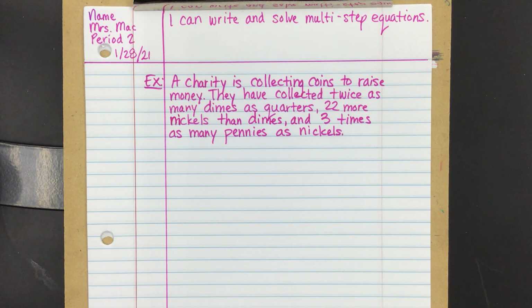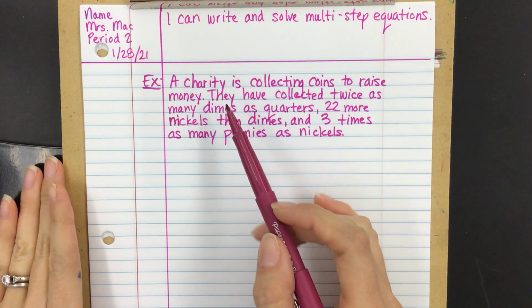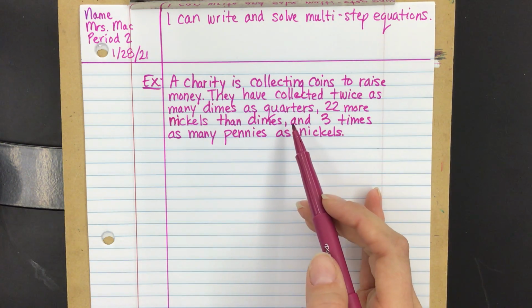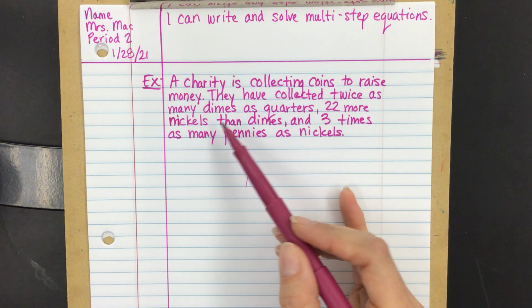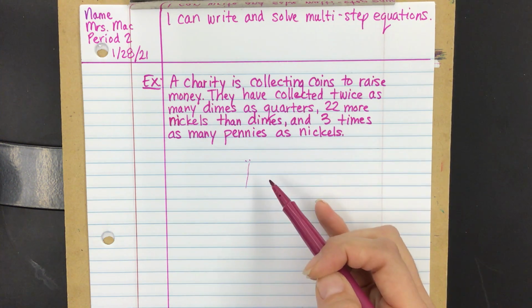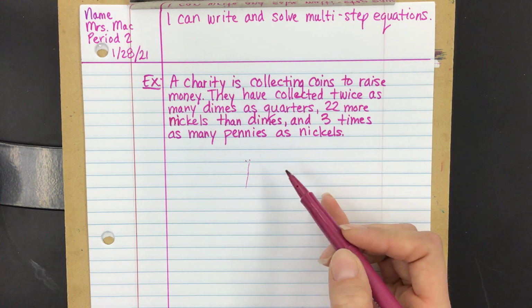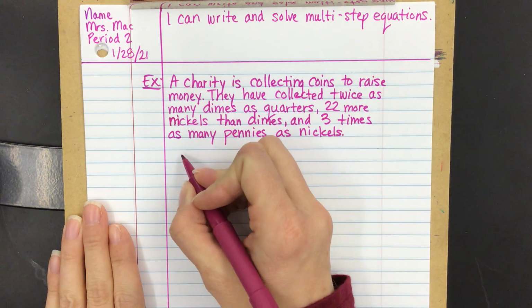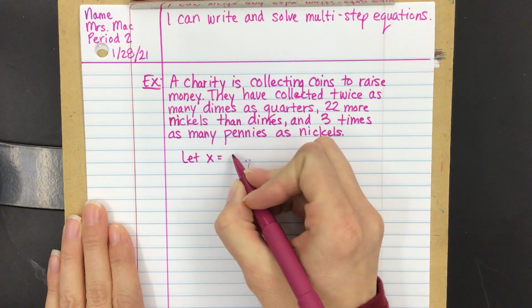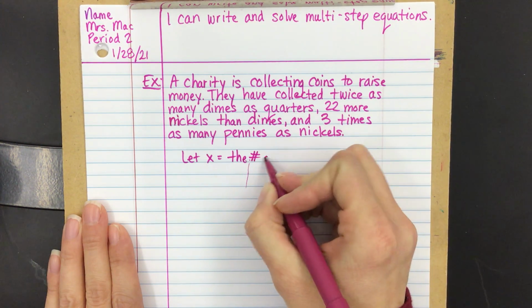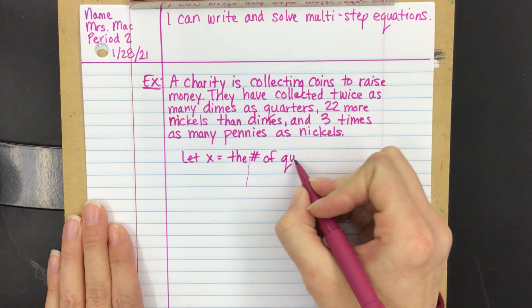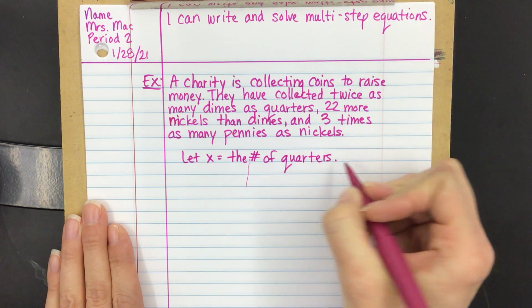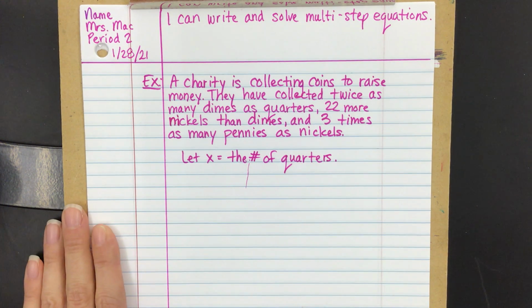Okay, the first thing we're going to do is pick a variable. Now there are 4 different types of coins here, but if we look back at this problem, we can see that it all kind of originates back with the quarters, because we know that there's twice as many dimes as quarters, and then it builds from there, and then the nickels build on the dimes, and the pennies build on the nickels. So I'm going to let x equal the number of quarters.